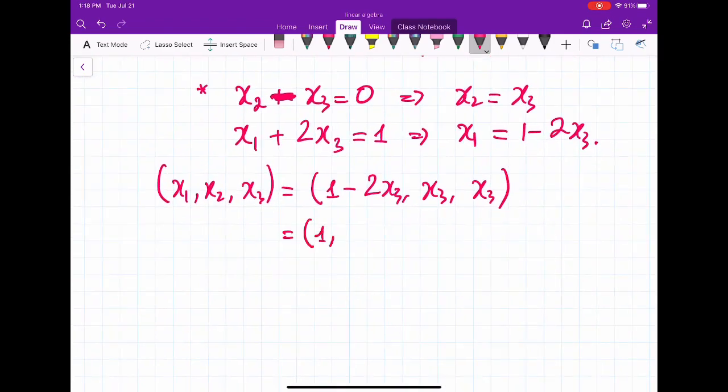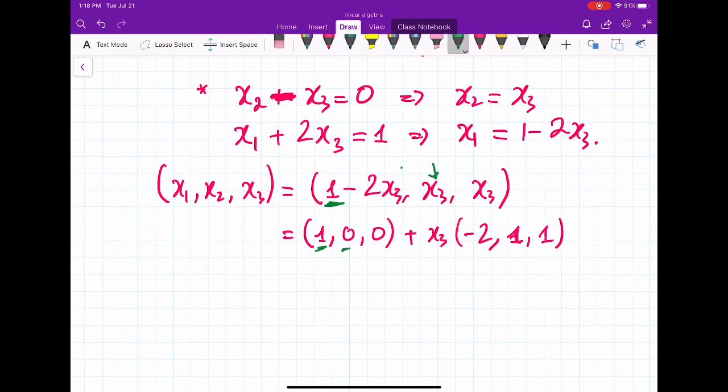This is equal to (1, 0, 0) minus x3 times (-2, 1, 1). Now with this, we did such a process in the past. So in here, I just separate the free coefficient: I have 1 in here. In this, we don't have any free coefficient, so I get 0. Here is also 0. And then I separate x3. I take x3 out, and I get this vector.